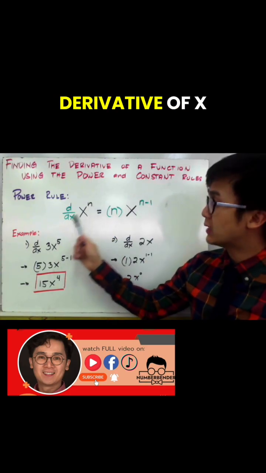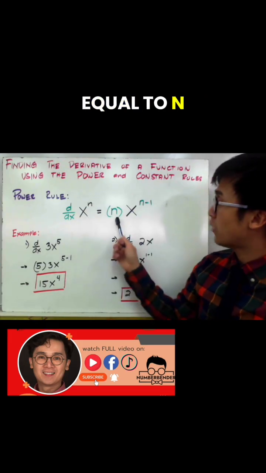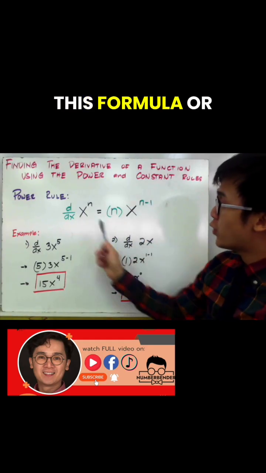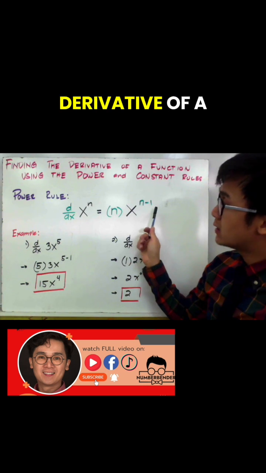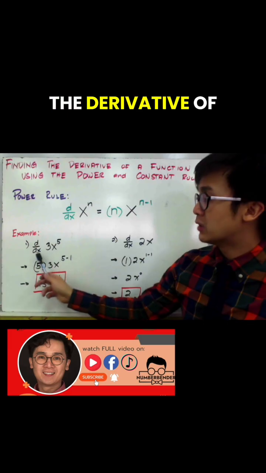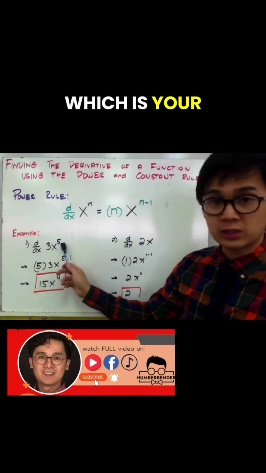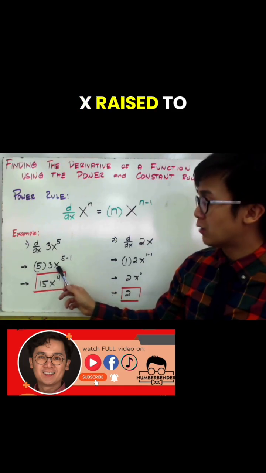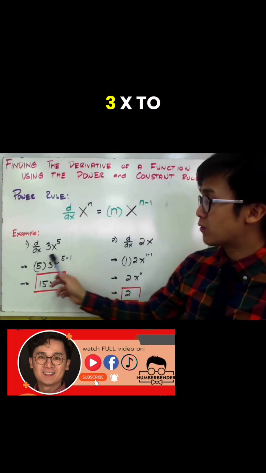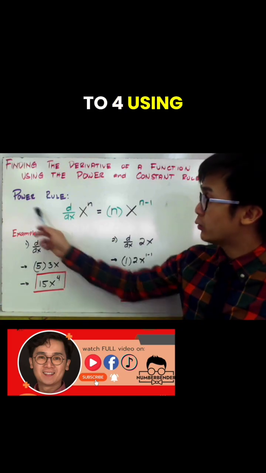If we're going to find the derivative of x raised to n in terms of x, it is simply equal to n times x raised to n minus 1. So if we're going to use this formula or rule in finding the derivative of a function, let's say 3x raised to the fifth power, the derivative of 3x to the fifth in terms of x is simply 5, which is your exponent, times 3x raised to 5 minus 1. Therefore, in finding the derivative of 3x to the 5, it's equal to 15x raised to 4 using the power rule.